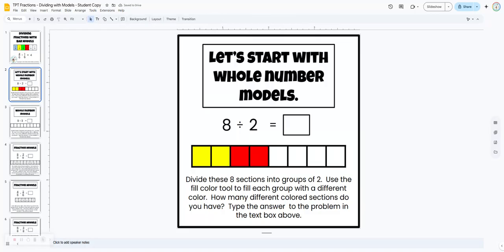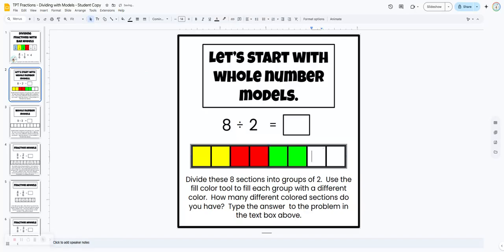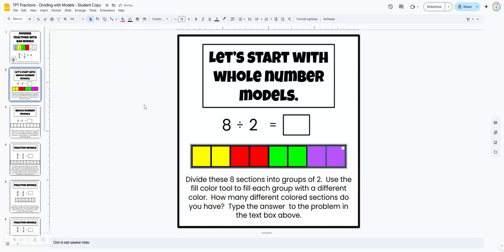So we're dividing this 8 into sections of 2. And another 2. And now we have 4 equal groups, so our answer is 4.